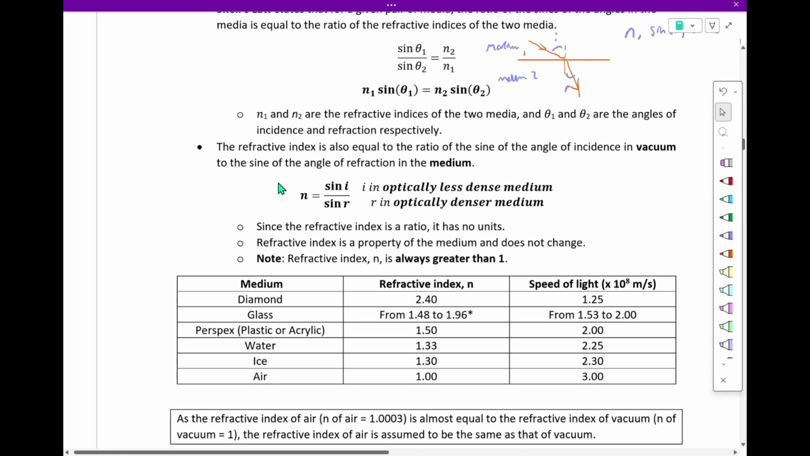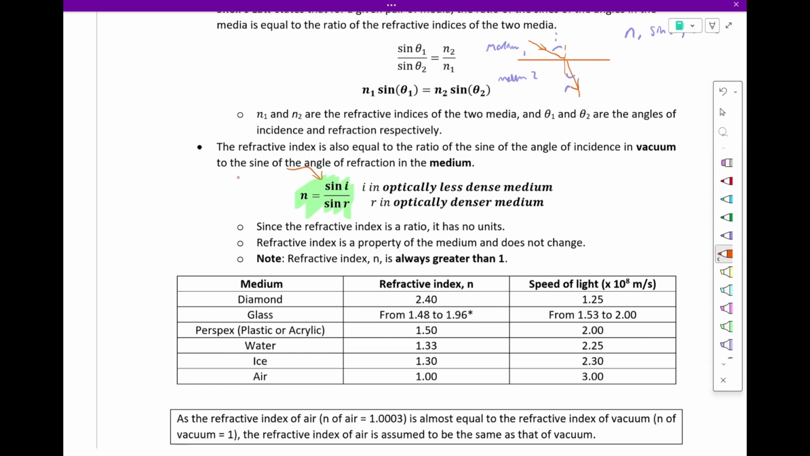Instead, they'll teach you sine I over sine R, which a lot of you will mistake for the definition itself. This is not the definition. This is also not your law of refraction. This is just a way for you to calculate refractive index or the angle of incidence or refraction, depending on which one they don't give you. And there are limitations.